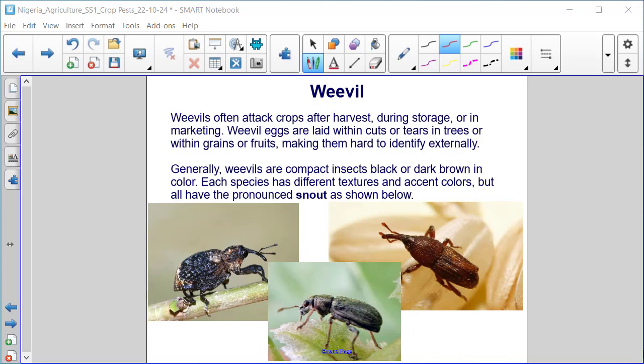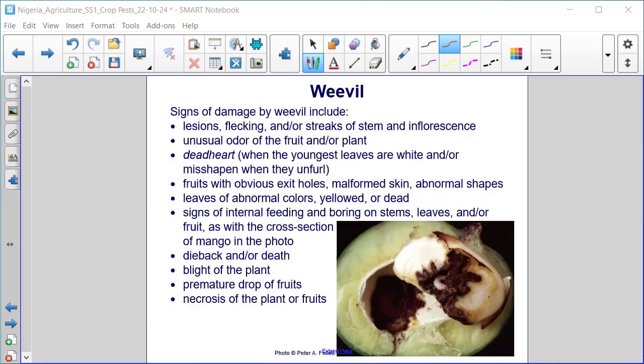Weevil eggs are laid within cuts or tears in trees or within grains or fruits, making them hard to identify externally. Generally, weevils are compact insects, black or dark brown in color. Each species has different textures and accent colors, but all have the pronounced snout as shown below.